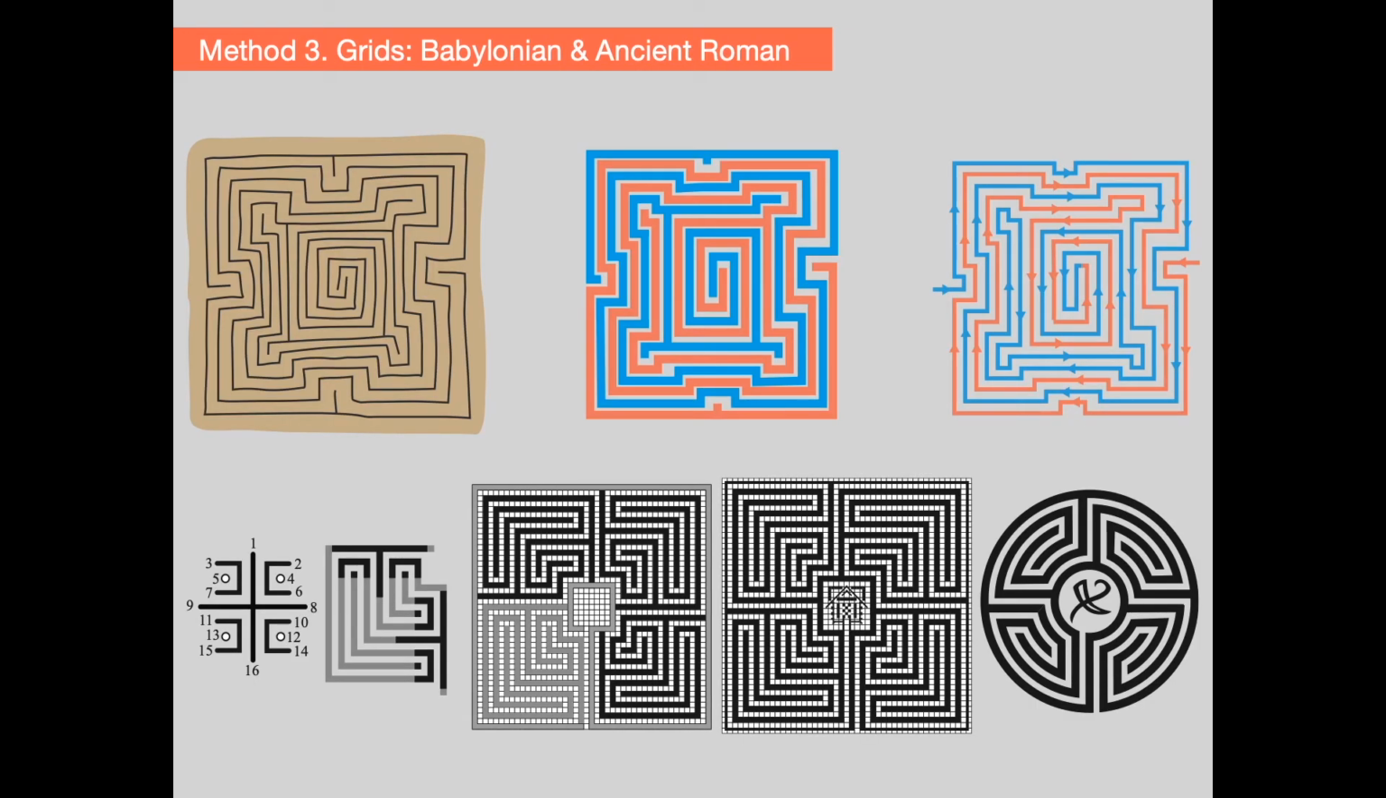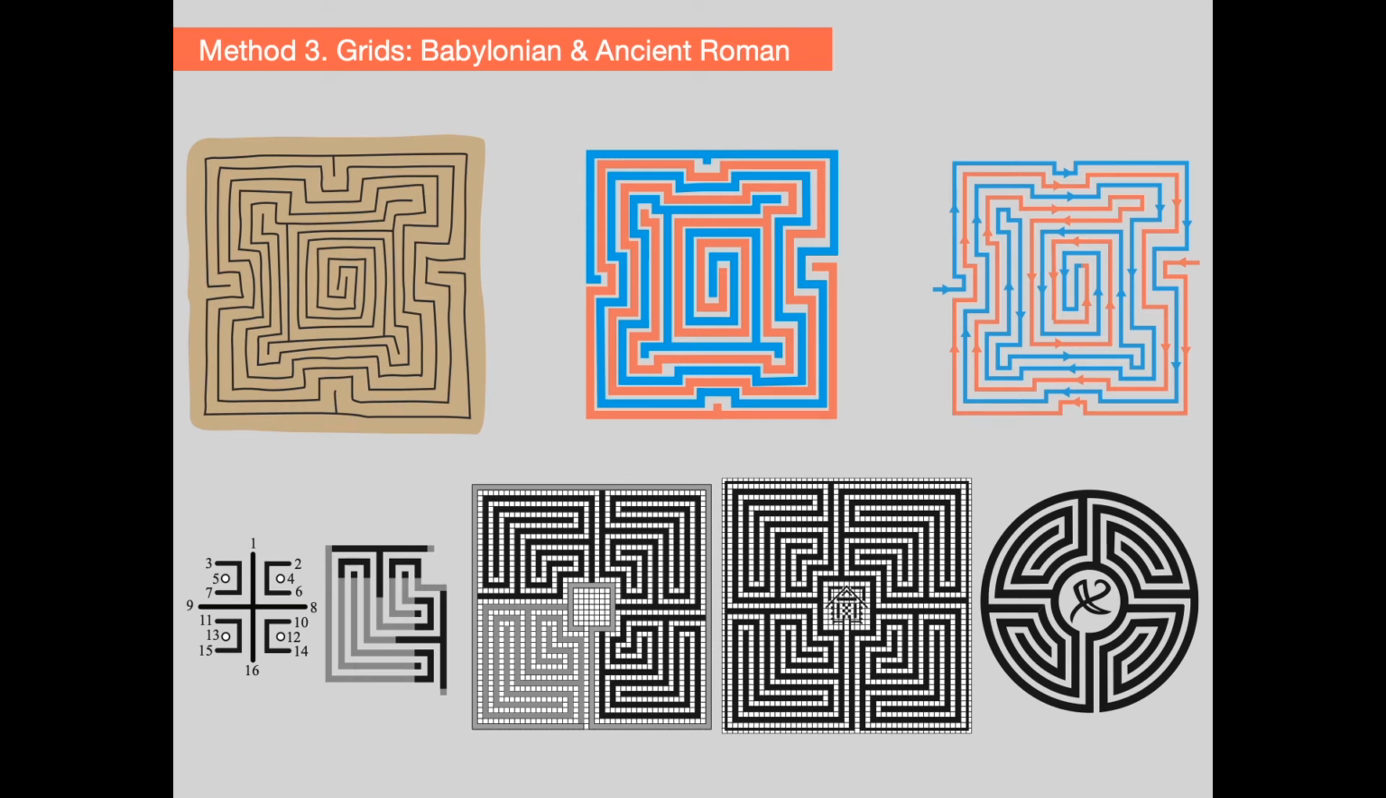The third method is that of using the pathways of grids. A number of 4,000-year-old Babylonian clay tablets have labyrinths carved upon them. There is evidence of the use of a ruler and a rough correspondence with the square grid, also rough symmetrical alignments. Ancient Roman labyrinths are clearly based on grids and tessellating tile alignments.